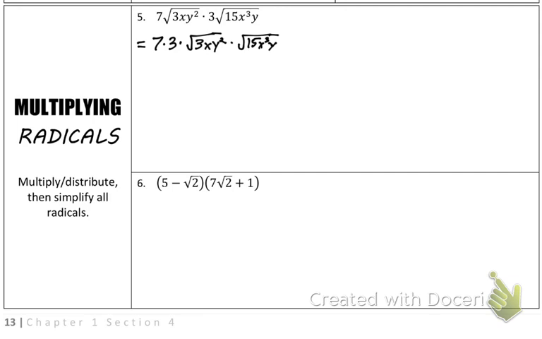The reason I'm doing that is because when you multiply square roots, as long as it's the same symbol, that square root, I can put them all under one big square root. You can multiply square roots. So this whole thing is going to equal 21 times, and I'll show you what I'm picturing. I'm picturing this all under one big radical.